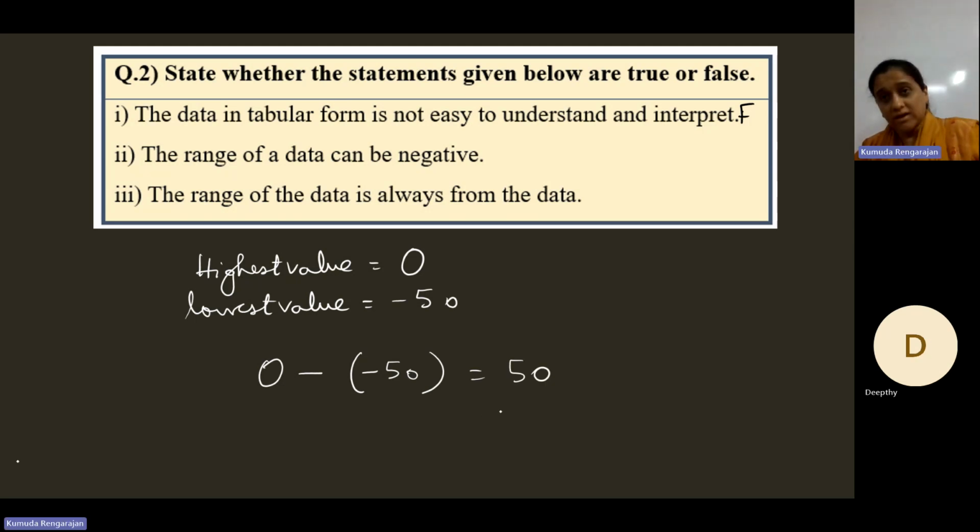Now you work and tell me. You see here, I've taken 0 and a negative value. You take both the values as positive, both negative, one positive, and check and tell me. Take both the highest and the lowest values as positive numbers and see what happens. Both negative and see what happens. One positive, one negative, and see what happens.